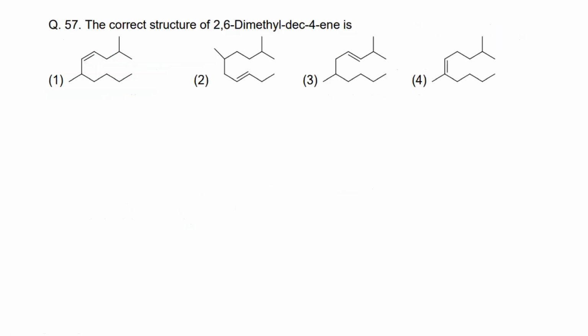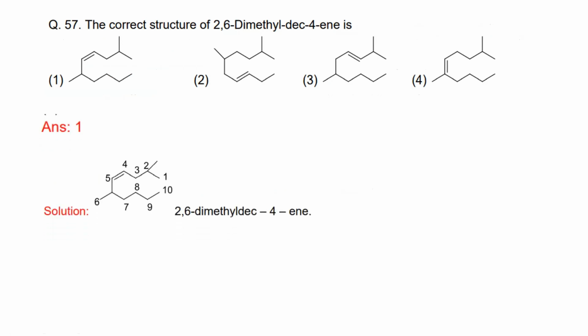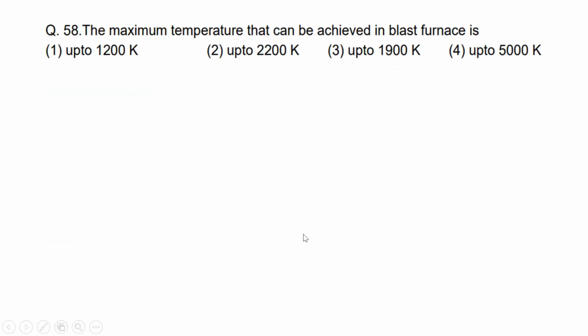So next question, question number 57. The correct structure of 2,6-dimethyl decfluorine. That is correctly given in option 1. The numbering you can give in this way. So option 1 will be the right answer for question number 57. And next, question number 58, the maximum temperature that can be achieved in a blast furnace. Generally, a blast furnace means you can get temperatures a little above 2000 degrees Kelvin. That was given in option 2. So question number 58, option 2.